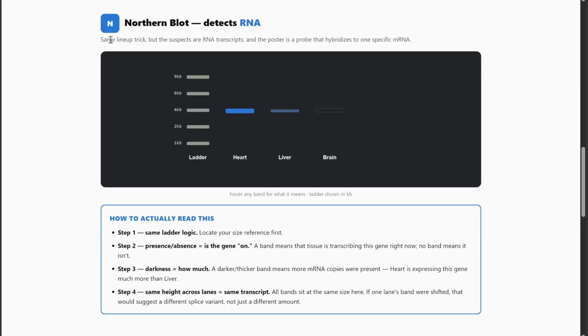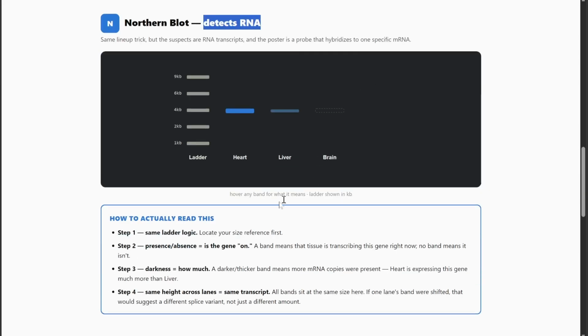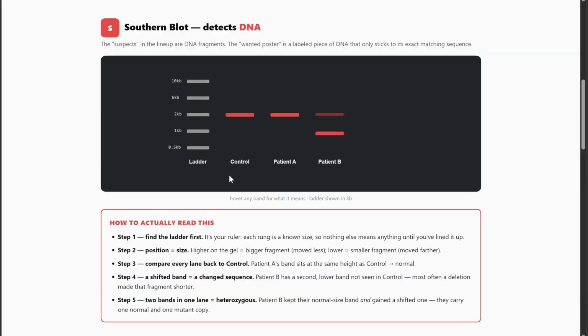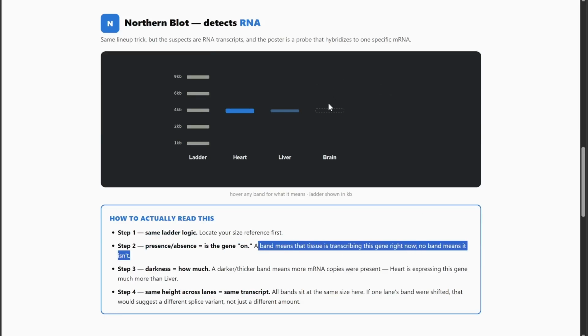The Northern blot is the same lineup trick, but the suspects are RNA transcripts, and the poster is a probe that hybridizes to one specific mRNA. So you're trying to detect mRNA. It's the same ladder logic as last time, so we don't have to go over that again. And what we're looking at is the presence or absence. So is the gene on? A band means that tissue is transcribing this gene right now, and no band means it's not.